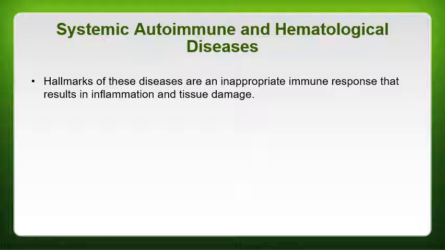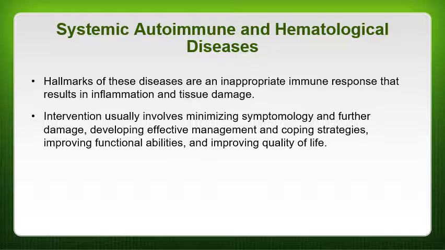Now, in both cases, both autoimmune and hematological diseases stem from a combination of things. Genetics, history of infection, environmental factors, and endocrine function are all things that can contribute to the conditions in each of these categories.